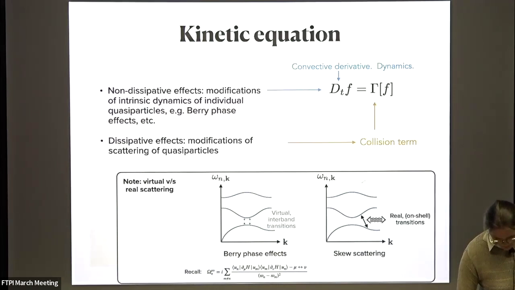When we talk about kinetic equations, in the back of your mind you should be thinking about Boltzmann's equation.